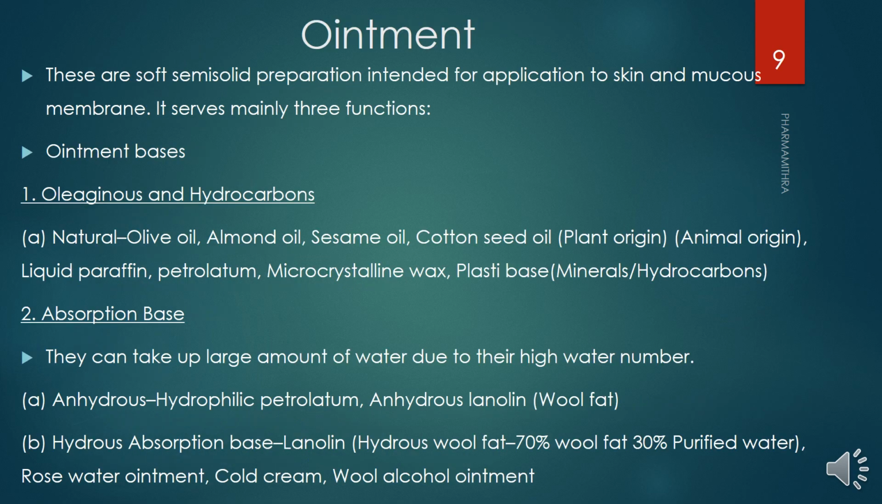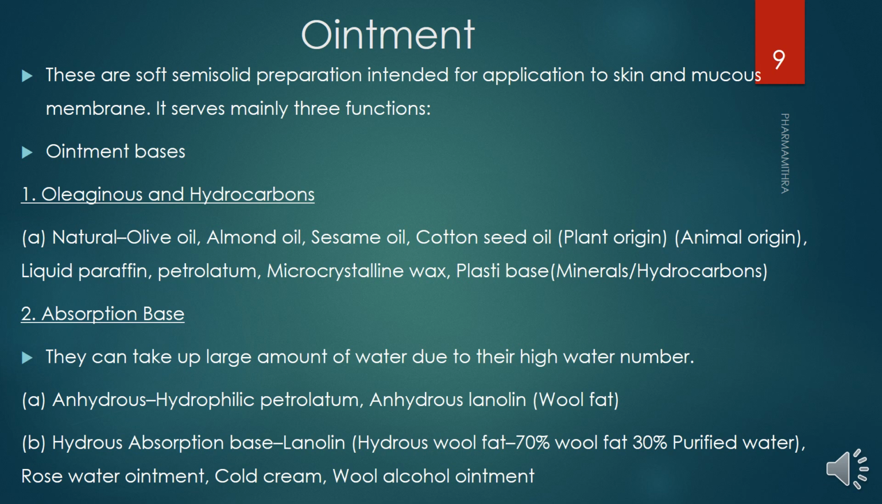Next topic we want to give importance to while preparing is the ointment. Ointment is a soft semi-solid preparation applied to the skin and mucous membrane. And the ointment bases are oleaginous and hydrocarbon bases. The examples are natural oils like olive oil, almond oil, sesame oil, cottonseed oil, which are of plant origin, and animal origins are there, and waxes and hydrocarbons are there, like microcrystalline wax, liquid paraffin, etc. And the second category of ointment base is absorption base.